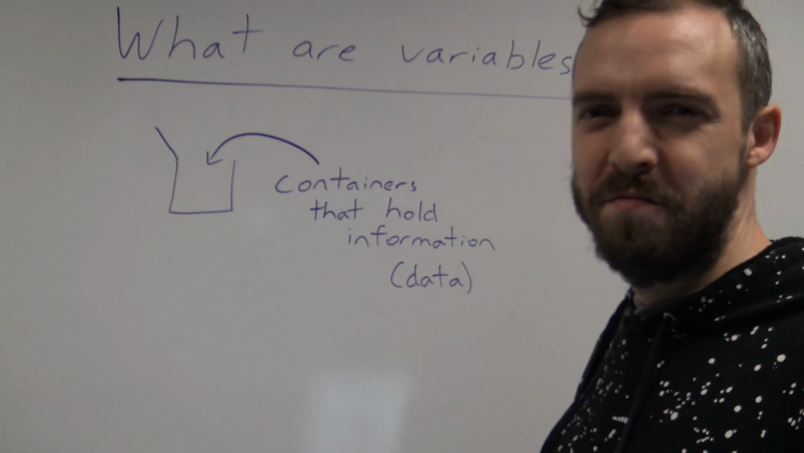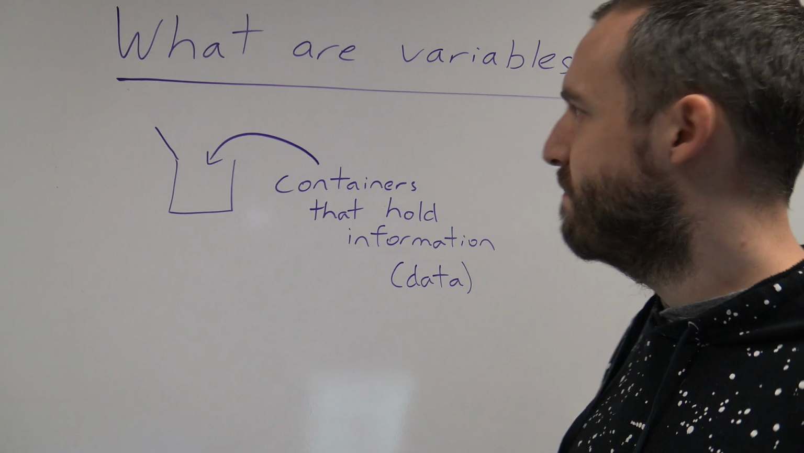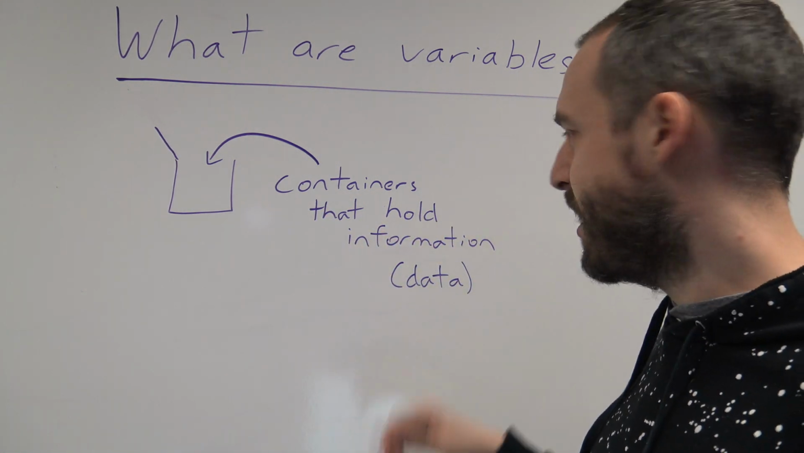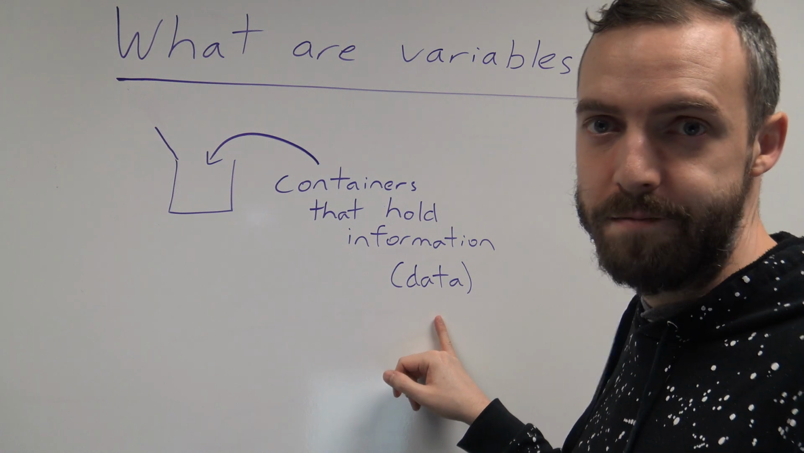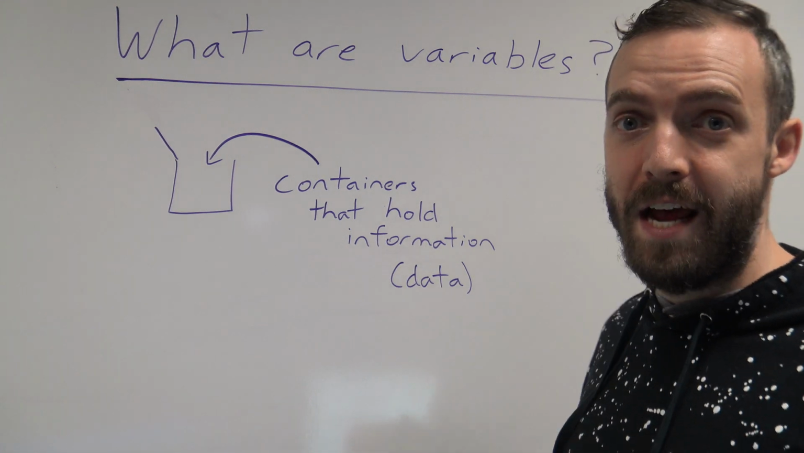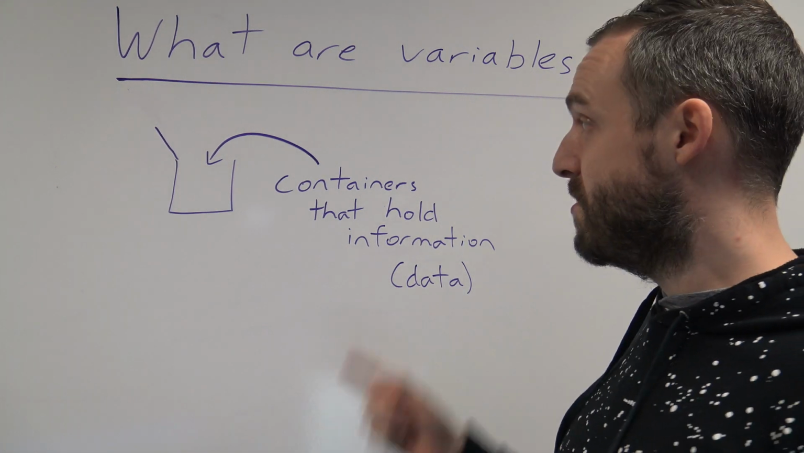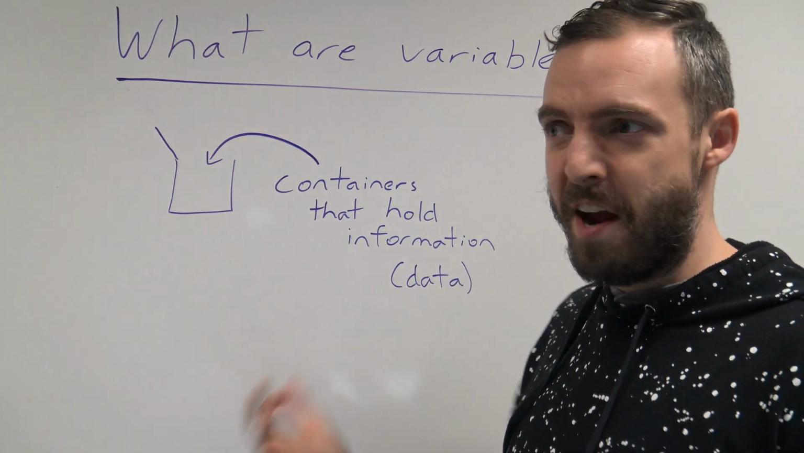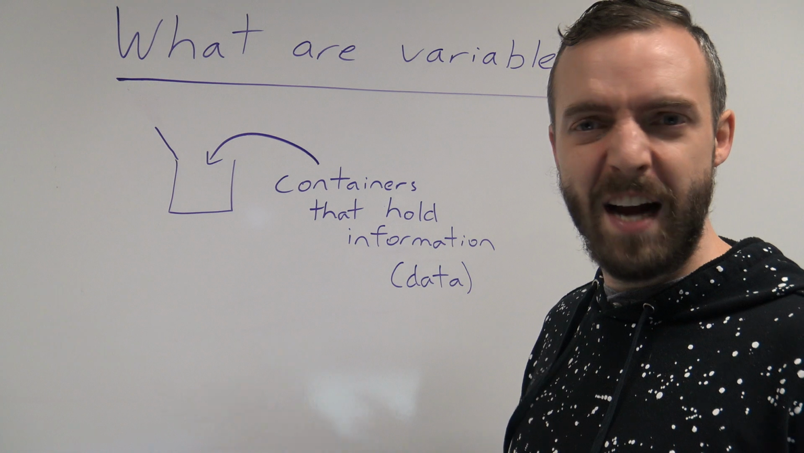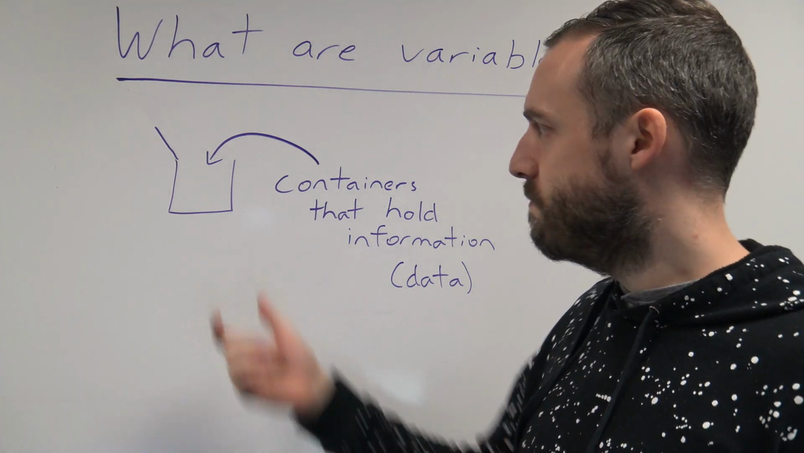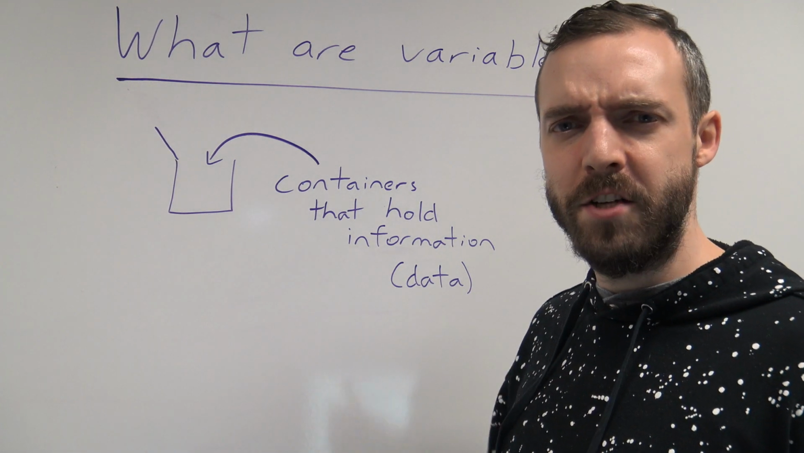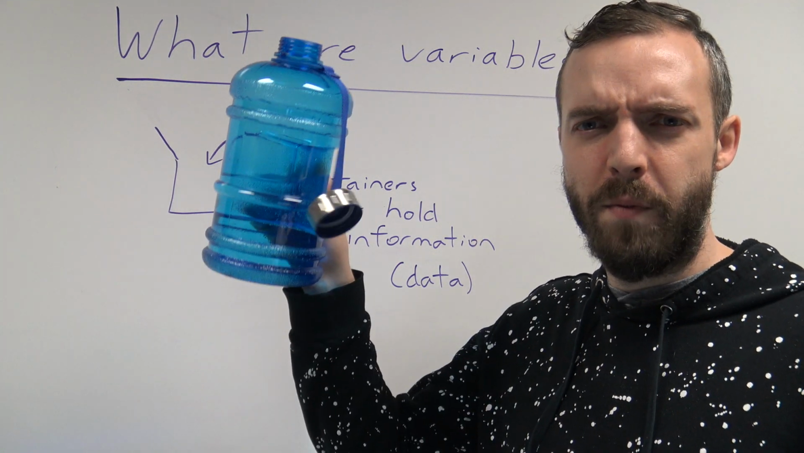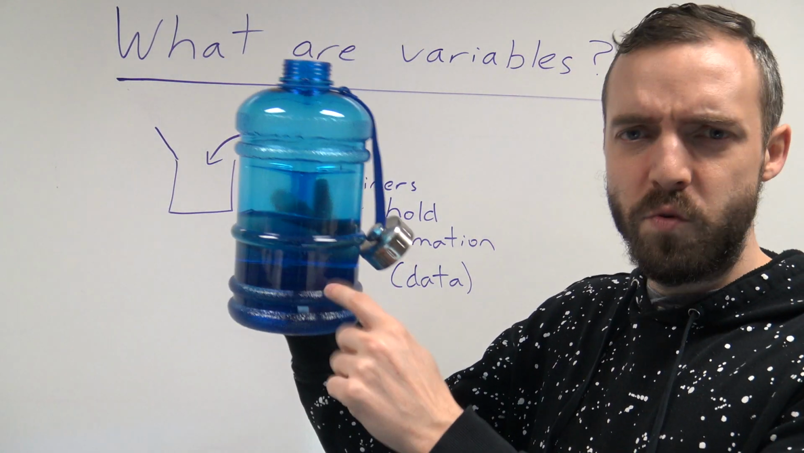What are variables? Well, they're pretty simple. They are containers that hold information. Or in computer science, we usually call it data, or data, however you want to pronounce it. And what we can do with variables is stick information inside of this container, and it's there to be retrieved or accessed later, and potentially be replaced and changed with something else. Kind of like this water bottle is a container that holds water.